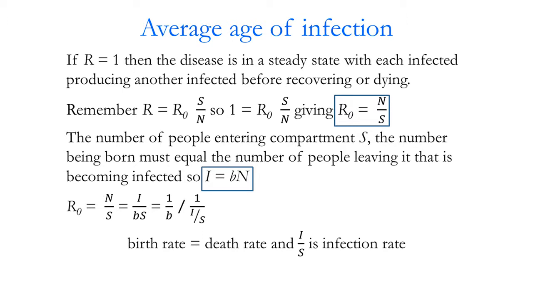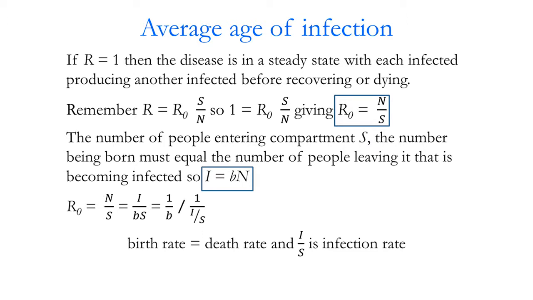And now I go back to my little aside I had about rates. If you have a steady state situation, the birth rate is going to be equal to the death rate. So 1 over B here is 1 over the birth rate. It's the same as 1 over the death rate. And I told you that, therefore, is the average age, the average lifetime in the population. Whereas I over S, that's the number susceptible divided into the number becoming infected, and that's the infection rate. And this is 1 over I times S, that's 1 over the infection rate, and that's therefore going to be the average age at which you get infection.